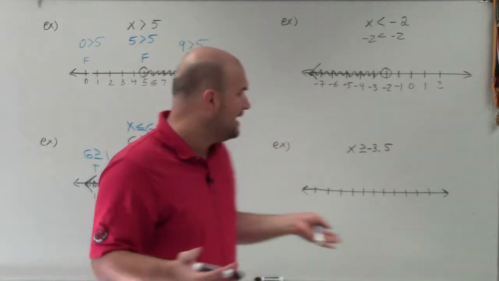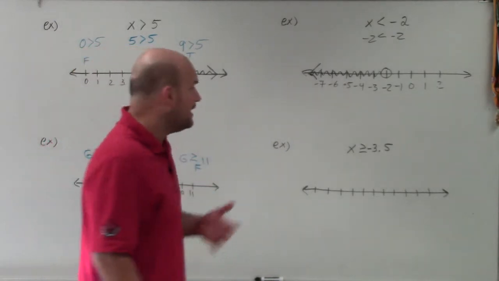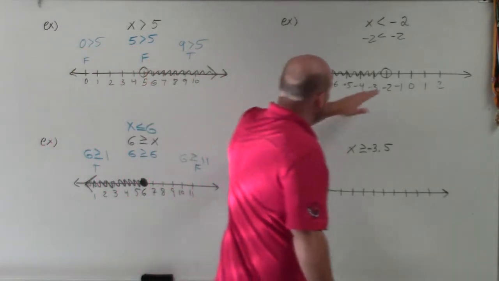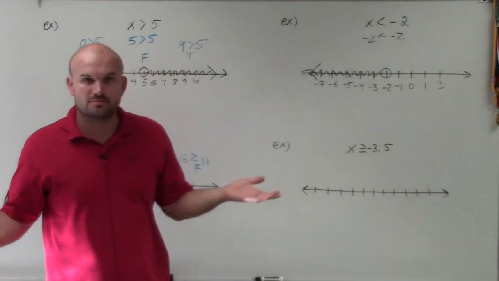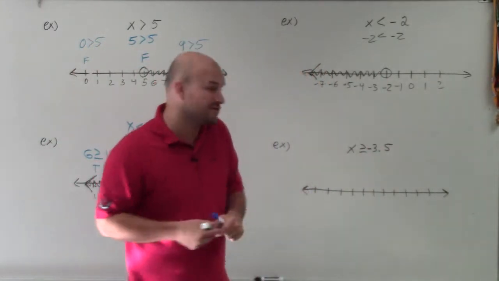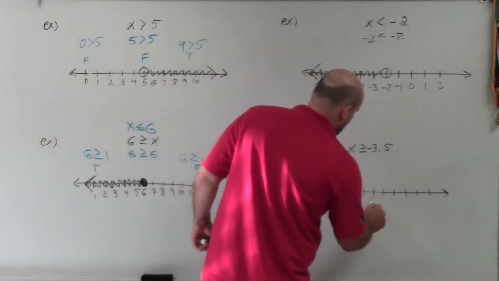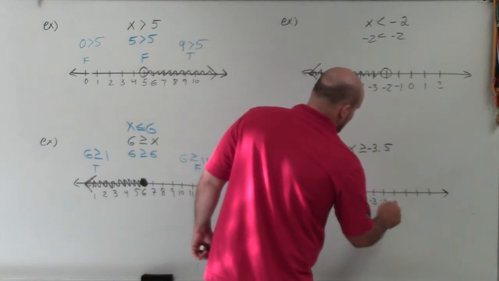All right, and the last example, another one students have a lot of trouble with, is when we're dealing with fractions or decimals. Now remember, our number line here is based on integers, right? So I don't have an integer for negative 3.5. It's not an integer. So what I'm going to do is choose the closest integer to it. And let's just choose negative 3. So therefore, this would be negative 4.